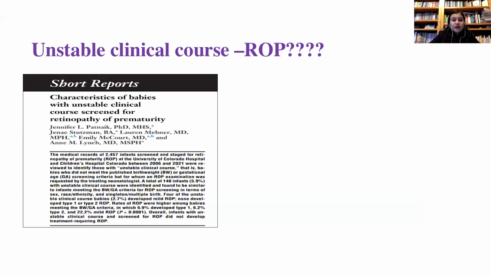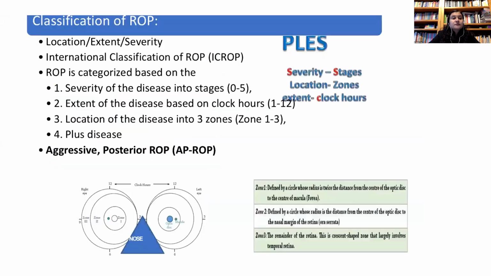So this study was done in Colorado over a very long term, from 2006 to 2021, on unstable clinical course, and the authors reported that only 6.9% of the babies referred with unstable clinical course developed type 1 ROP, 6.2% developed type 2, while none of the babies had treatment-requiring ROP. But still it is worth screening all the babies with unstable clinical course, because if we can save even one eye with ROP, it is worth it.